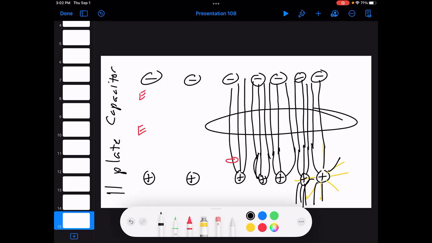Yeah, what problem was this? Question 1, part C. Okay.